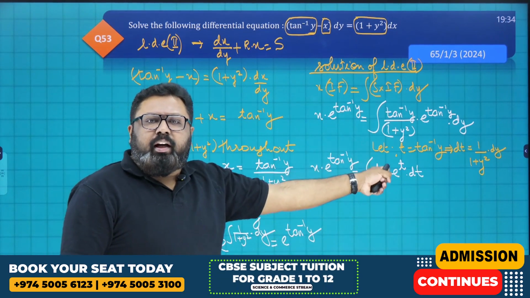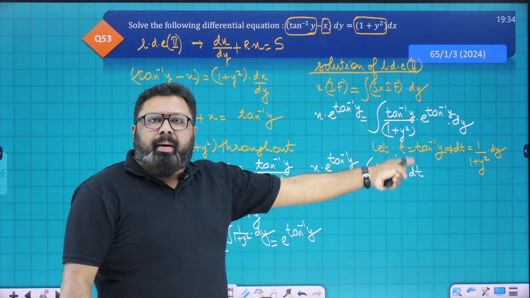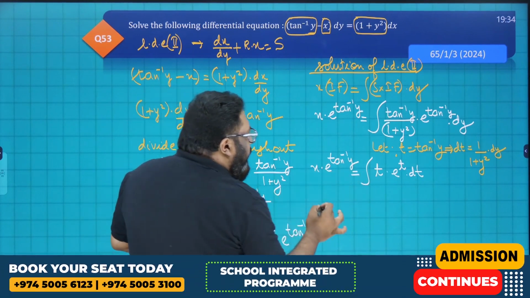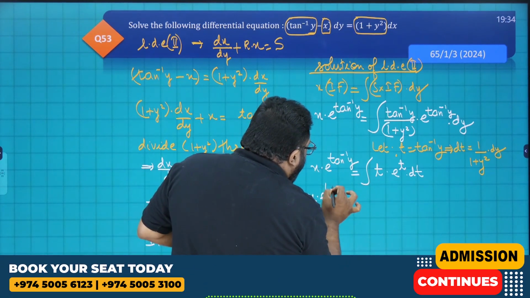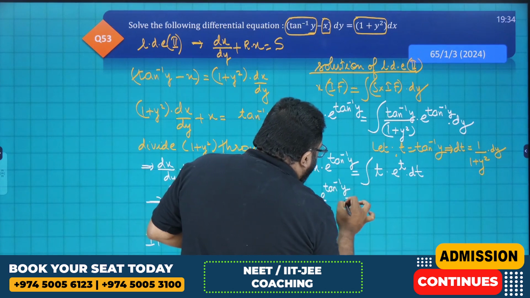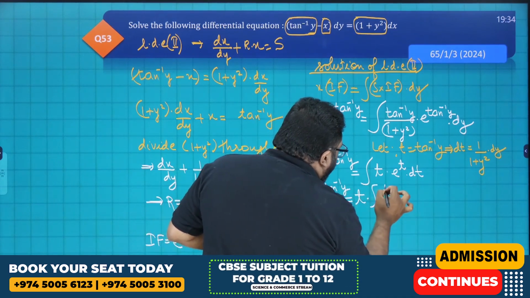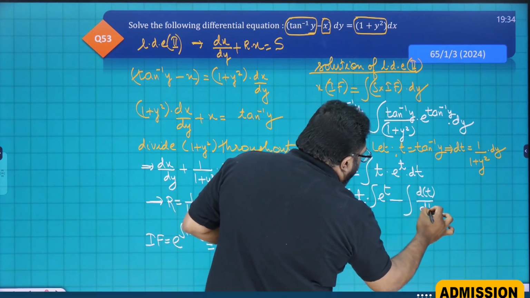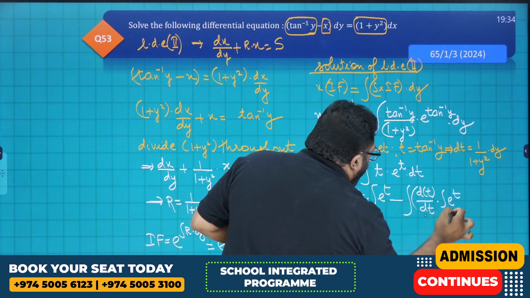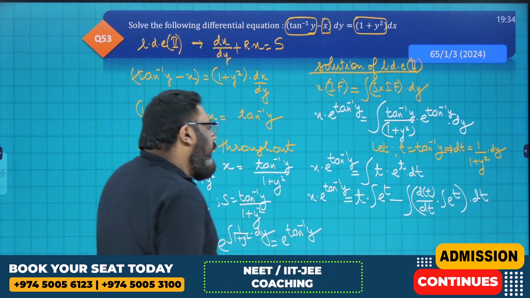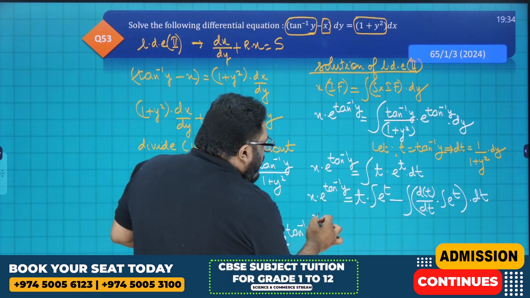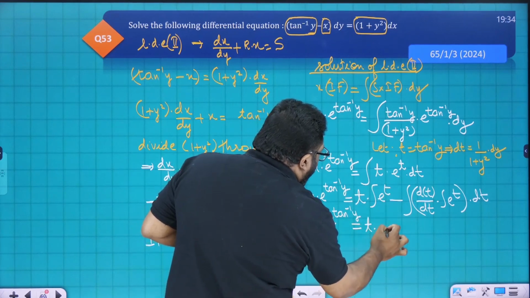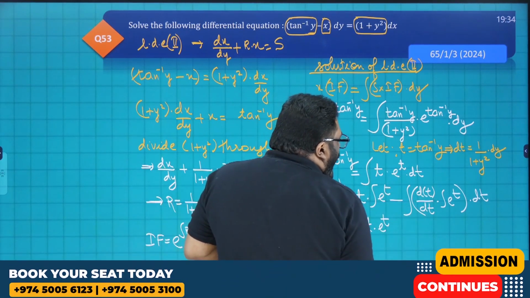This is an integration which we have already done before. Integration by parts. Algebra t comes before exponential e raised to t. Integration by parts. You can write the answer as x into e raised to tan inverse y is equal to t integral of e raised to t minus whole integral of derivative of t into integral of e raised to t, whole dt. Correct? Now put back the result. x into e raised to tan inverse y is equal to t e raised to t. Derivative of t is 1.